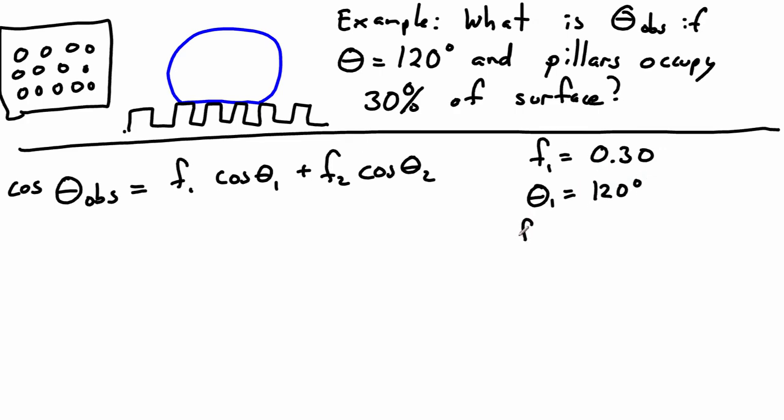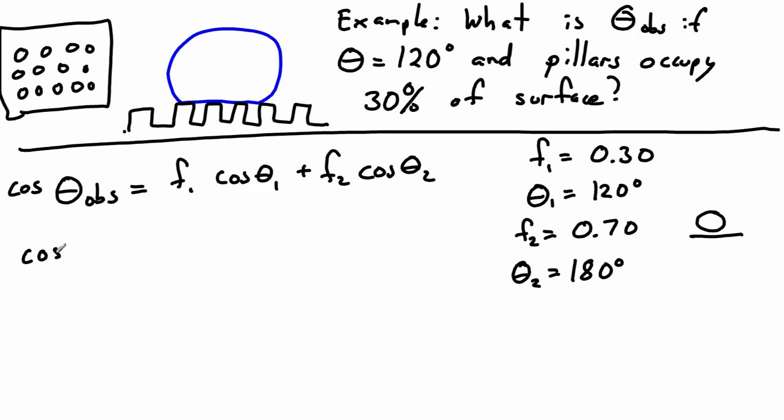Great. Well, there's only two types of surface, the pockets and the pillars, and so the area fractions have to add to 1, so F2 is equal to 0.70. What about the contact angle? Well, if we have a droplet completely detached from a surface, it's not touching at all, that would have a contact angle of 180, and that would correspond to the droplet just basically being in contact with air. So the contact angle with water with respect to air is 180 degrees. Great, so we have all those in.